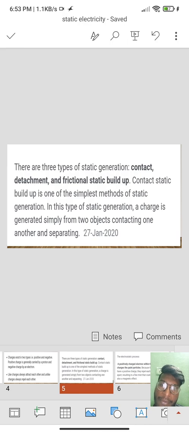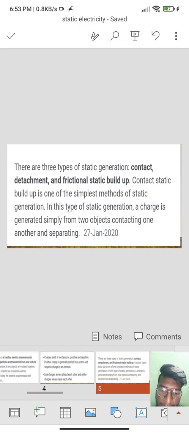There are three types of static generation: contact, detachment, and frictional static buildup. Contact static buildup is one of the simplest methods of generation. It is the type of static generation where a charge is generated simply from two objects contacting one another and separating.